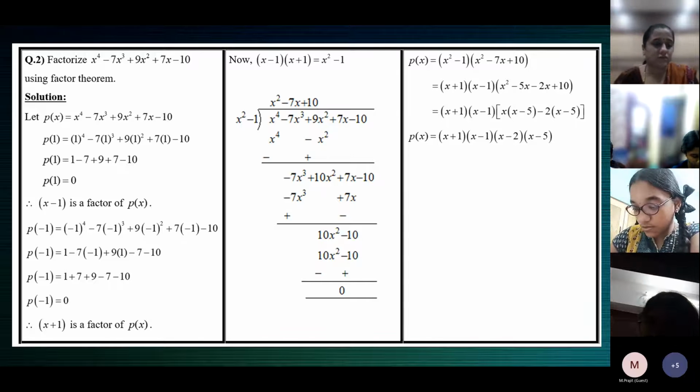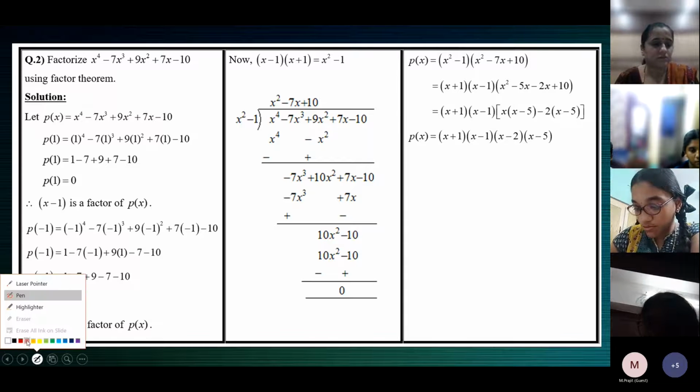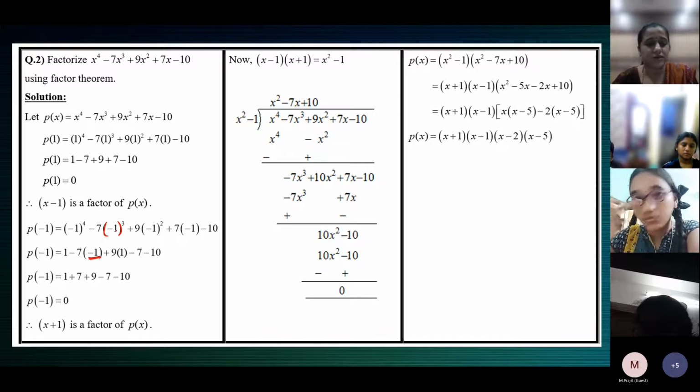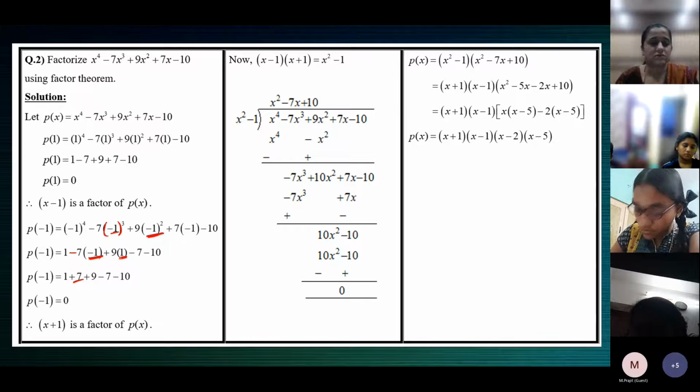Again, here we have to be careful. I told you many times that you cannot multiply this minus and minus straight away like that. You should not multiply. You must first cube it. -1 the whole cubed is -1. And then -7 into -1 is +7. Here also, -1 the whole square is +1. And then 9 into 1 is 9.